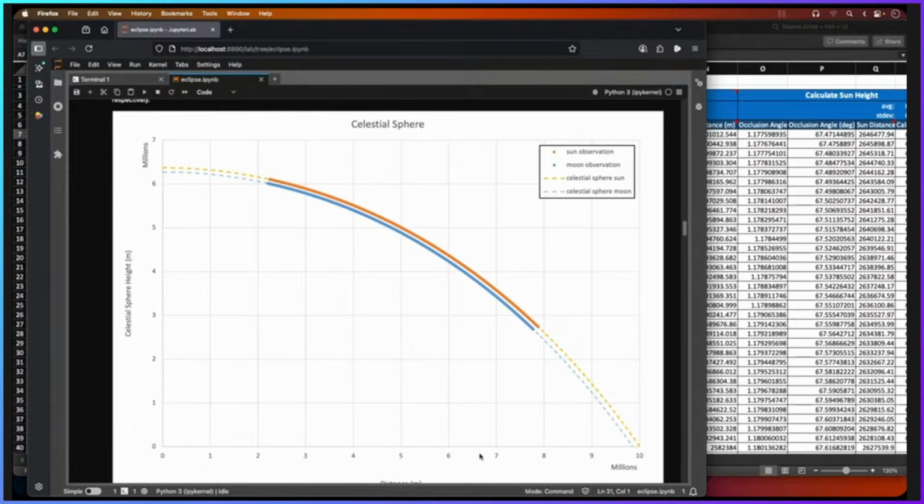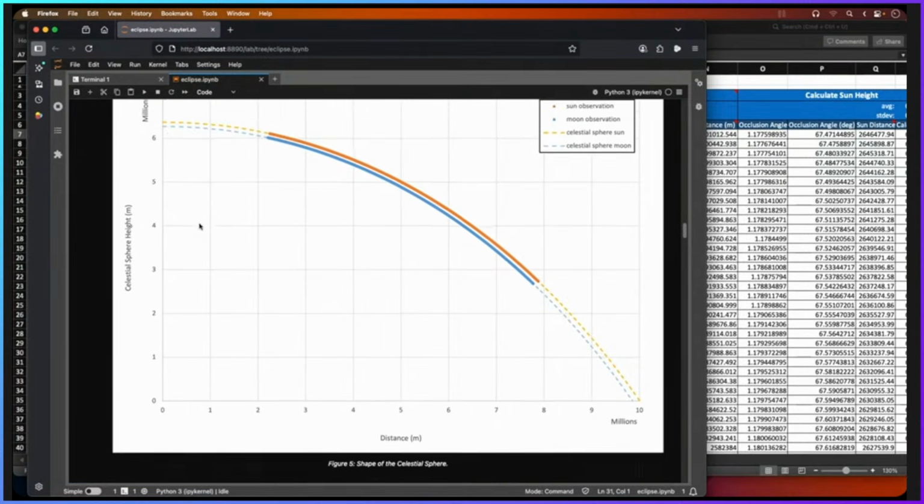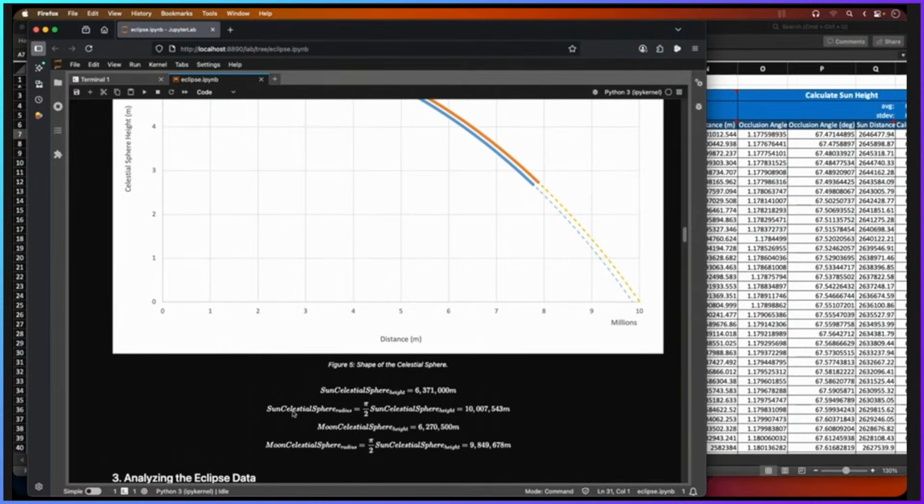So the scale is millions of meters, both directions. And with the sun, it's at the 6.3 million meters. The moon's 6.27. And then if we multiply by pi over 2, we get the base radius, which is 10 million meters for the sun and 9.8 million meters for the moon.